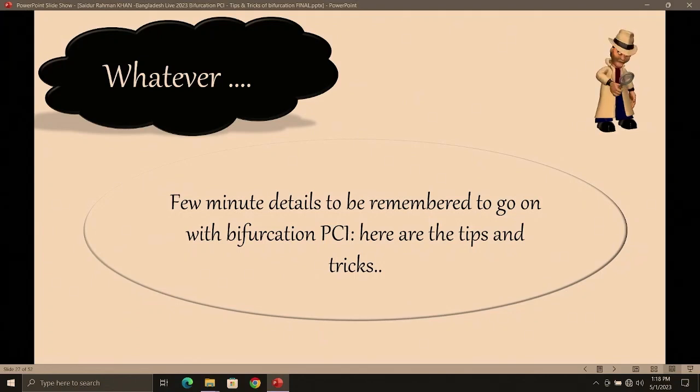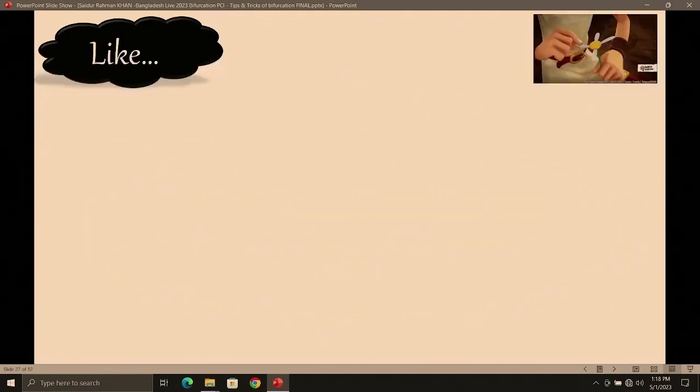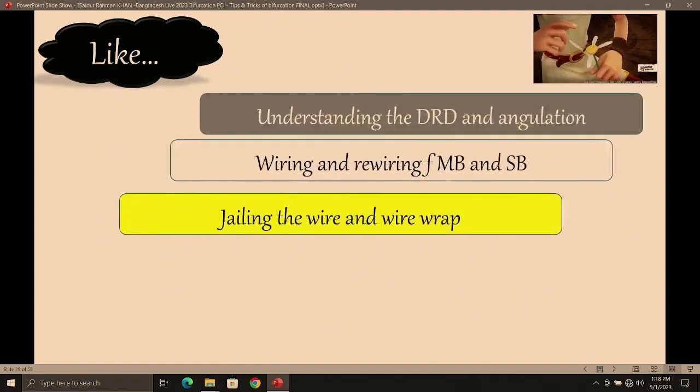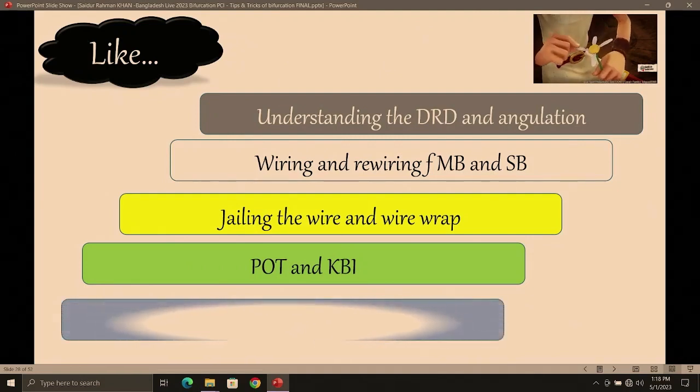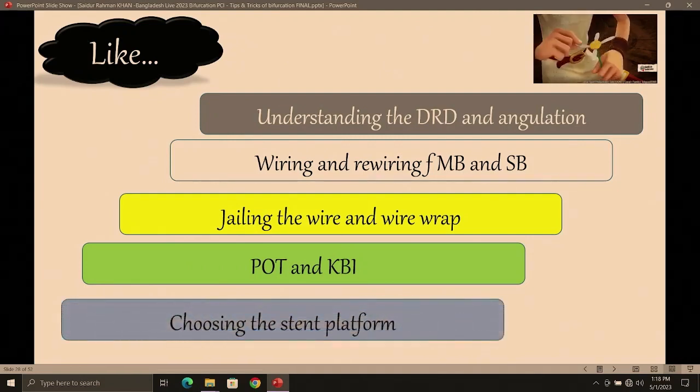Now I am coming to a few minor details of bifurcations, like understanding the distal reference diameter. I am telling it again and again because this is very important for the upfront two-stent strategy or for any bifurcation PCI, because you have to put the stent according to the distal reference diameter, not by the proximal MB or proximal vessel diameter. So that is very important, and wiring and rewiring is an art. That's the most important thing for a bifurcation PCI. Jailing the wire and wire wrapping is also very important.